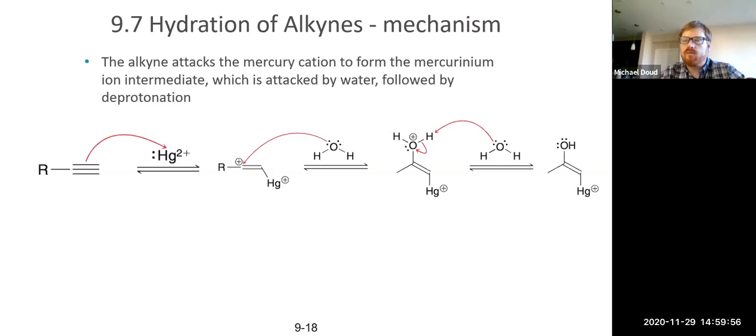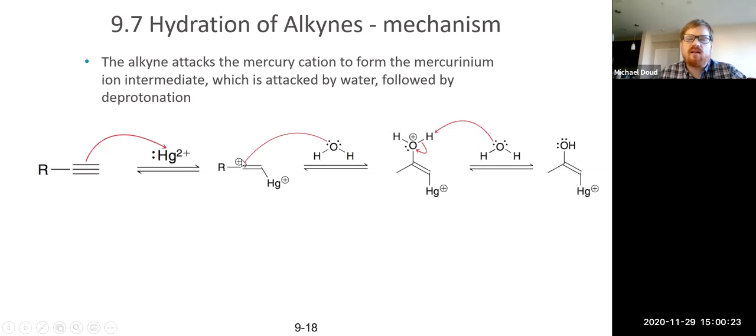Okay, so here's the mechanism. The first part of the mechanism is a nucleophilic attack from the alkyne, the pi bond, onto the mercury 2 cation. That forms your mercurinium ion. Now this mercurinium ion has the unfortunate side effect of having a vinyl cation. That's not great, but that is just the case here with this reaction.